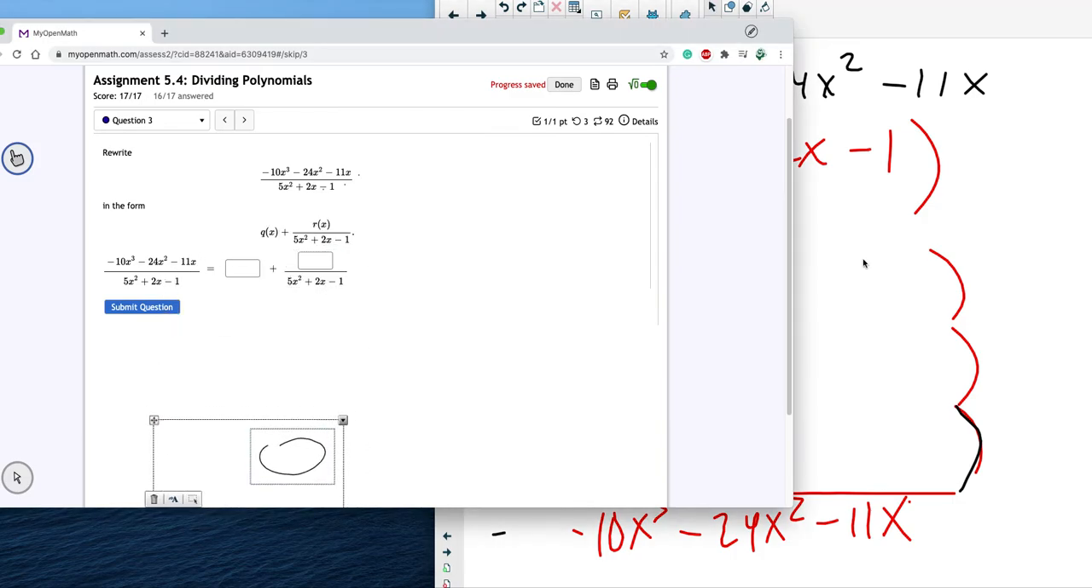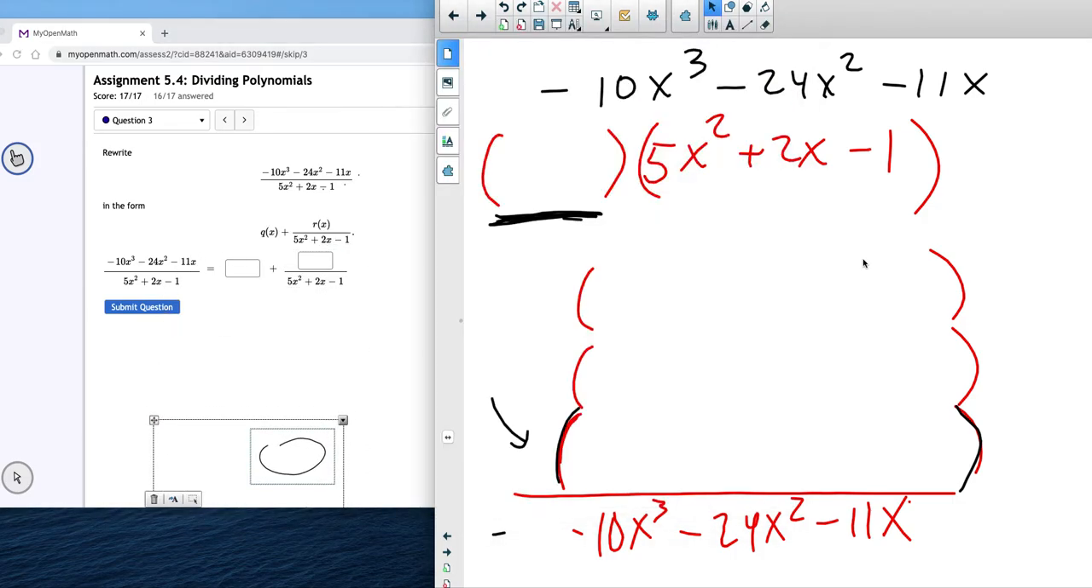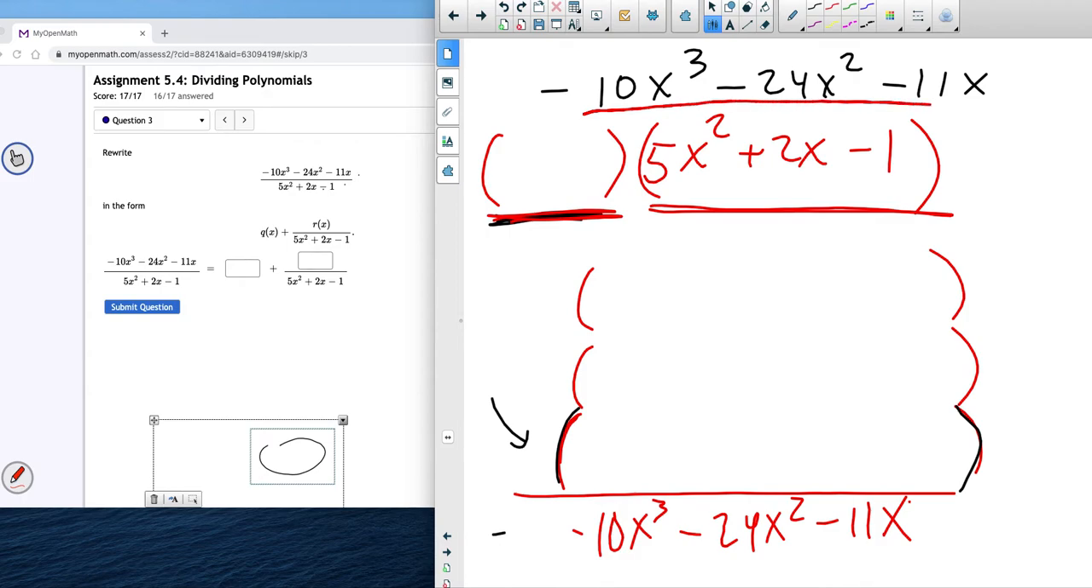All right, so here we go. How do we get all this stuff? The first thing I want you to recognize is this times this is going to get us really close to this. It's not going to be exact. That's why we have this thing down here called the remainder.